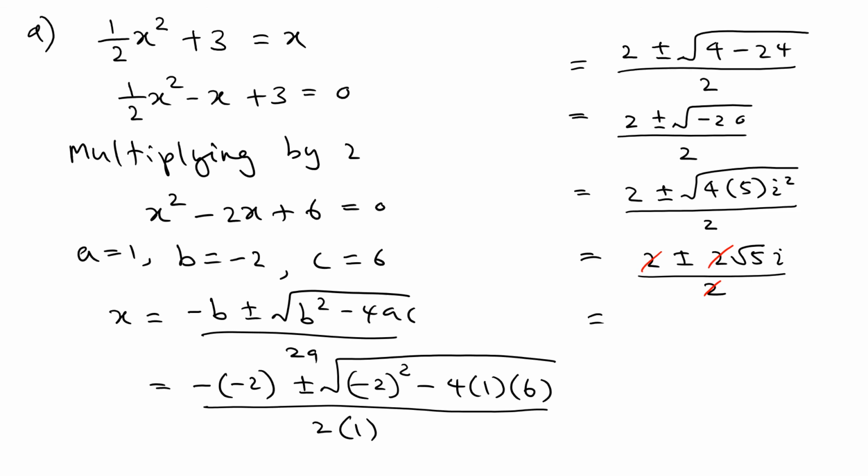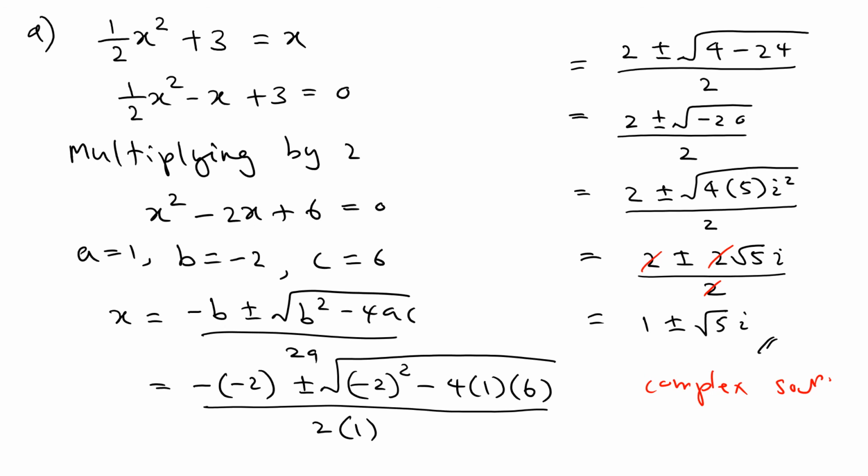And if you are confused about this one, you can look at the illegal math video that explains what you can do and what you cannot do. So after you simplify, you're going to get 1 plus or minus square root 5 times i. So that is the complex solution. So we have complex solutions in this one.